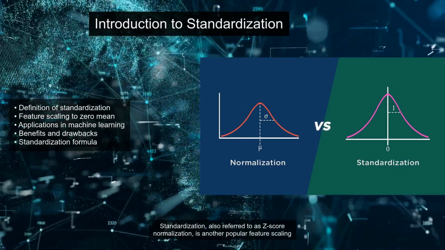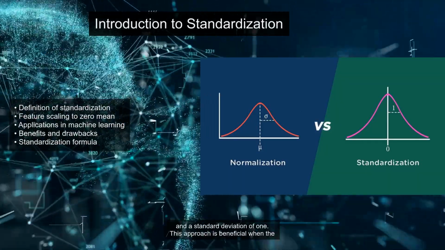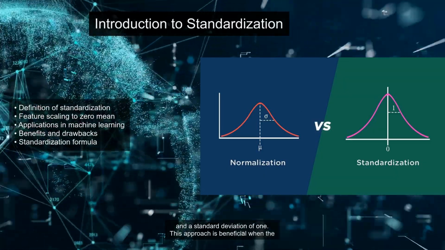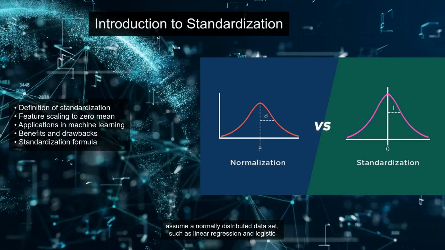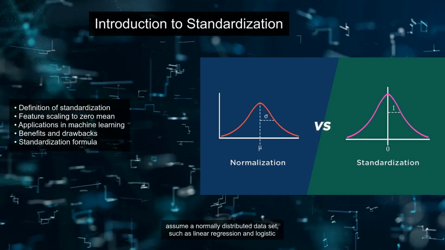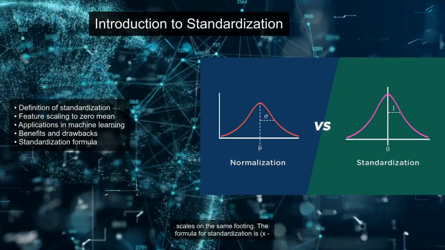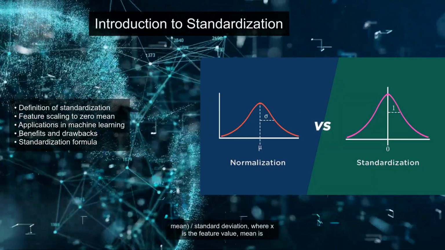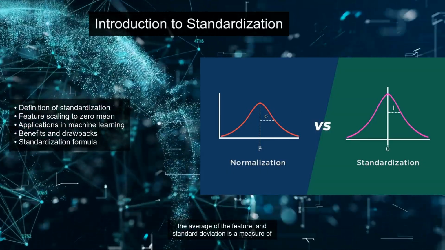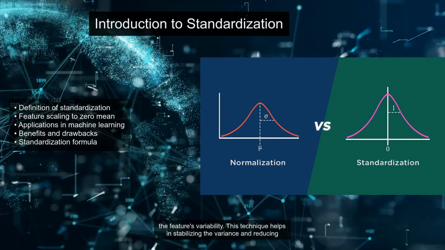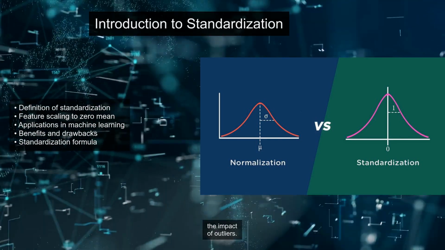Standardization, also referred to as z-score normalization, is another popular feature scaling technique that transforms data so that it has a mean of 0 and a standard deviation of 1. This approach is beneficial when the data follows a Gaussian distribution. Standardization is particularly useful for algorithms that assume a normally distributed dataset, such as linear regression and logistic regression. By standardizing, we can compare features that have different units and scales on the same footing. The formula for standardization is (x - mean) / standard deviation, where x is the feature value, mean is the average of the feature, and standard deviation is a measure of the feature's variability. This technique helps in stabilizing the variance and reducing the impact of outliers.